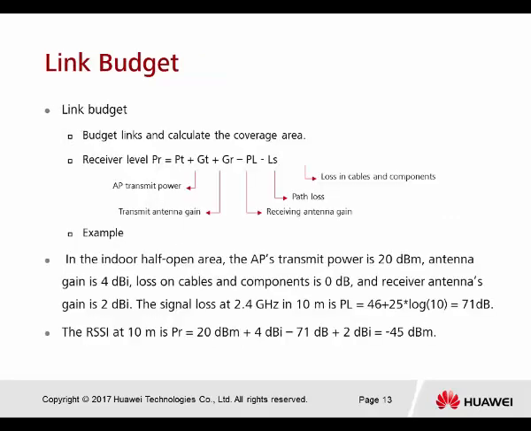Then the next one, we have the link budget. The link budget calculates the coverage area by giving a formula like this one. The strength: PT is the AP transmit power, GT is the transmit antenna gain, GR is the receive antenna gain, minus the path loss and minus the loss in the cable and the component. Of course this will depend on what model of AP we're using.